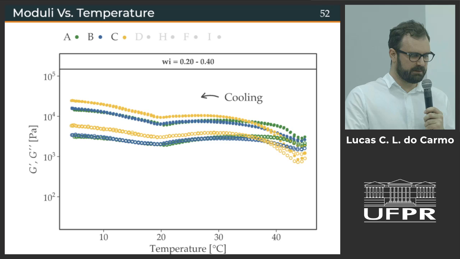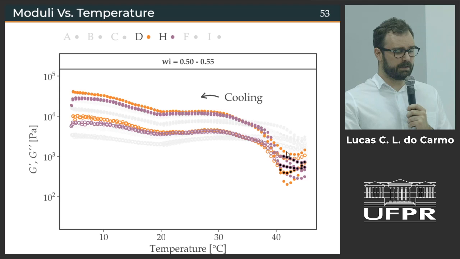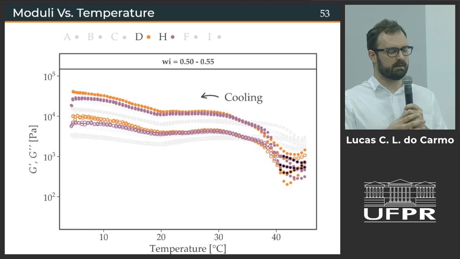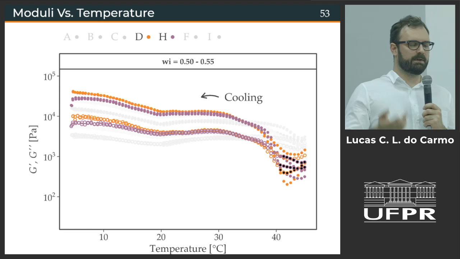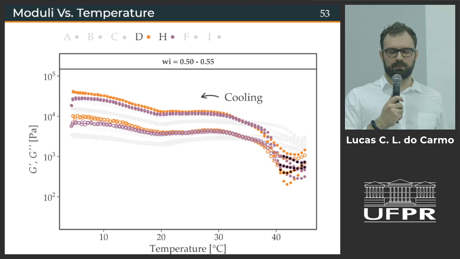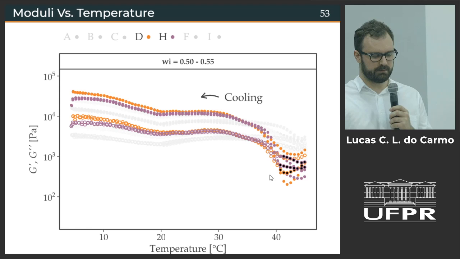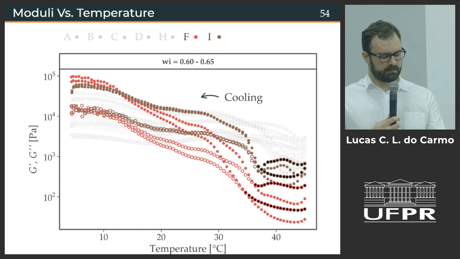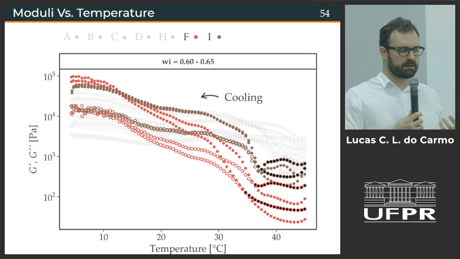For formulas D and H, we see that the temperature dependency is a little bit bigger. And here, the points shown in black are the points where the elastic modulus and the viscous modulus are inverted, so we have elasticity under viscosity. This can indicate that the structure of the cream is completely destroyed, in this case at temperatures above roughly 38 degrees Celsius. For formulas with even higher oil content, we can observe that this temperature dependency is much larger when compared to the other formulations described.